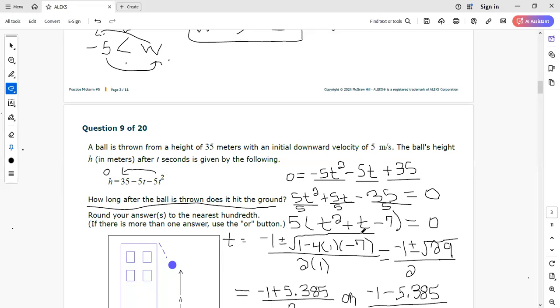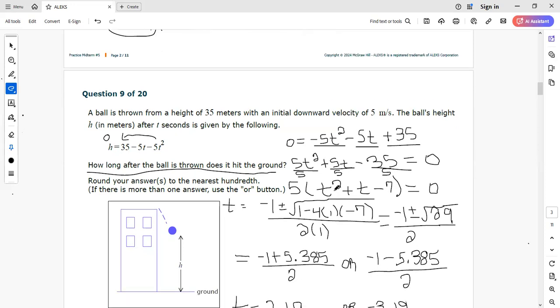And we try to factor that, which normally we would be able to factor, but in this case we can't. 7 is a prime number. We can't find two factors of 7 where when we multiply them, we get negative 7, but when we add them, we get positive 1. So therefore, when you have a quadratic that can't be factored, you want to apply the quadratic formula, and that's what we did here.